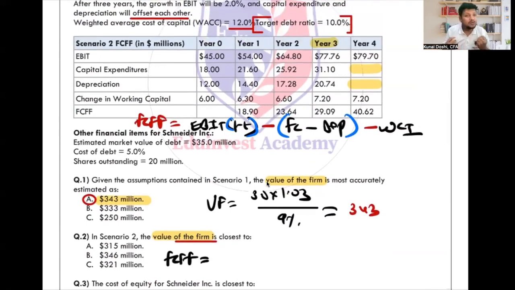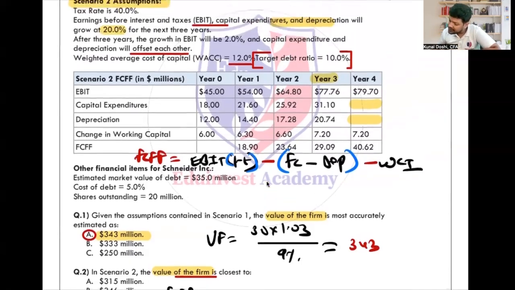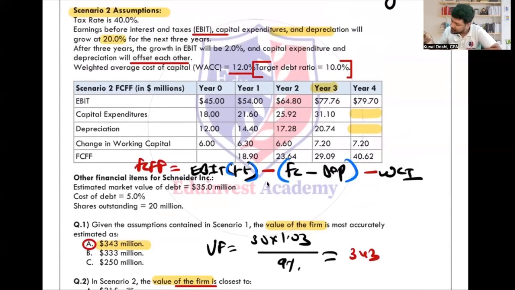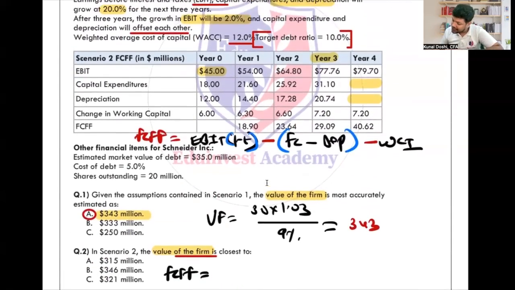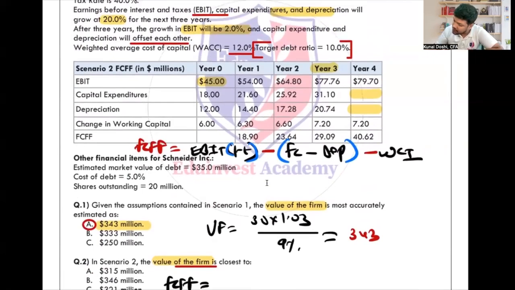Now putting all this information together, my FCFF: EBIT is provided to me, but I don't know whether this EBIT is with tax or without tax. They have just told EBIT, but what we need is EBIT (1 minus T). They said after 3 years EBIT will grow at 20%. Do I require EBIT, or EBIT (1 minus T)? Remember, we require EBIT (1 minus T).